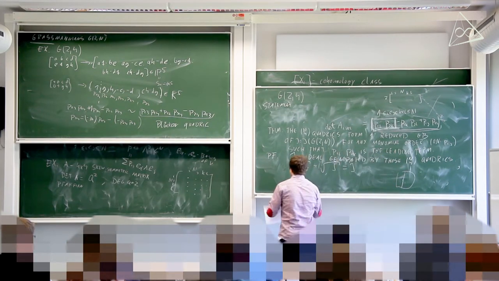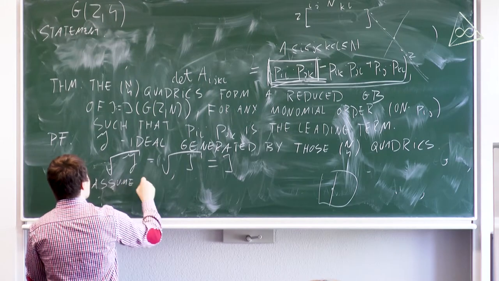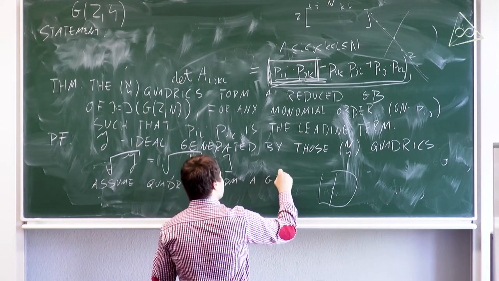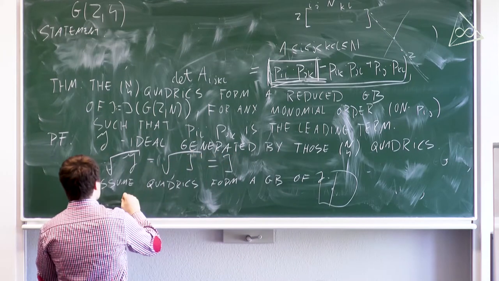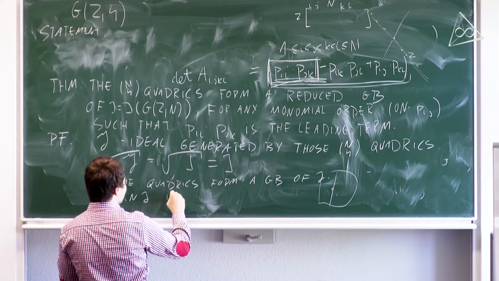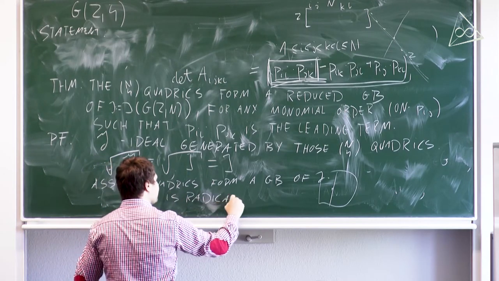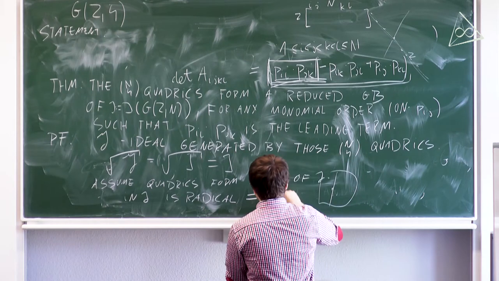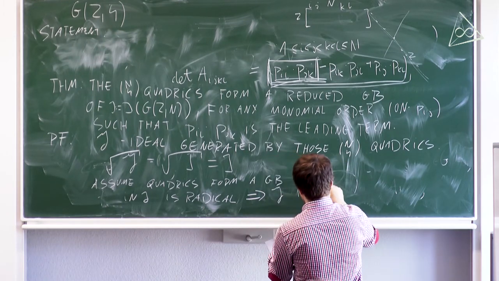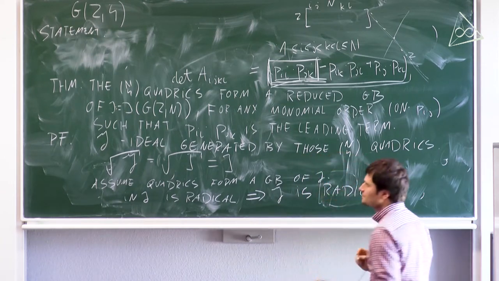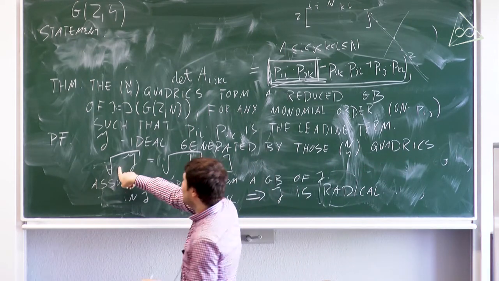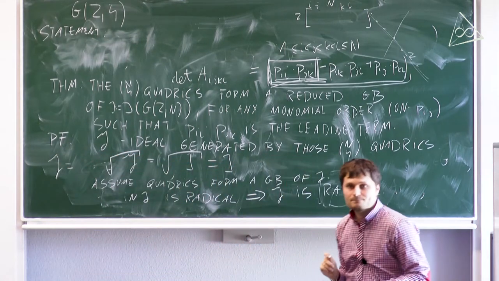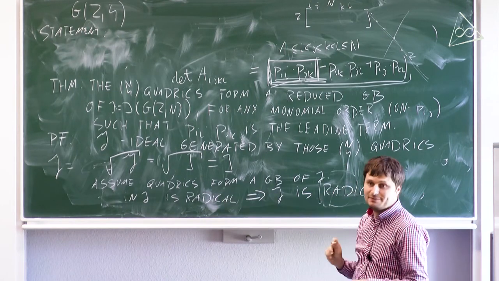So let's write it. Assume quadratics form a GB of J. Then initial ideal of J is radical. This is very easy because there are no powers here. And this implies, it's really a 5-minute exercise, that J is radical. Yes? And if J is radical, then we are done, because we know this is equal to J. Yeah? So this is what we want, that this is equal to J. So the only thing to prove is that the quadrics form a Gröbner basis of J.